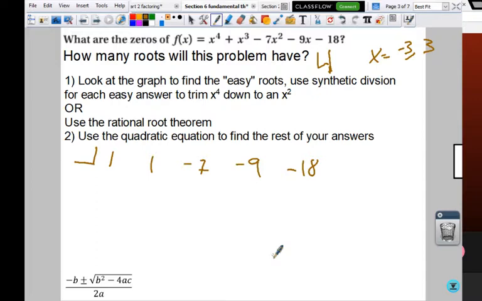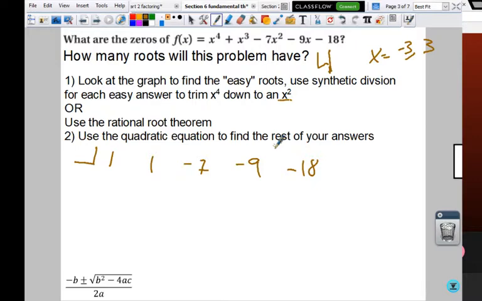All right, hey, focus. Okay, I'm gonna use synthetic division, and it's gonna help me trim down this x to the 4th, and we're gonna trim it down to an x squared because we know how to factor x squared. So how can we factor something with an x squared as your biggest exponent? Square root. What kind of equation or formula? Oh, quadratic. Quadratic formula.